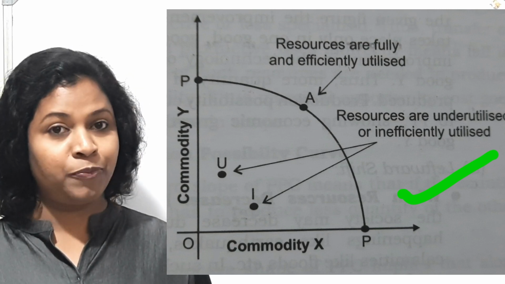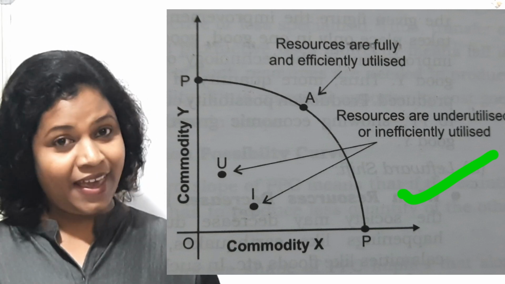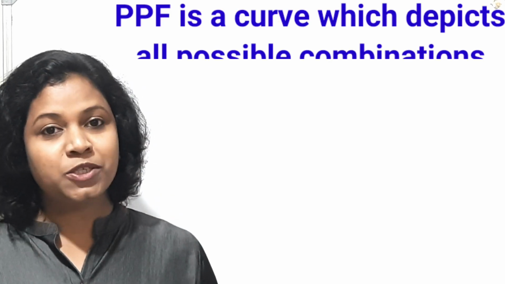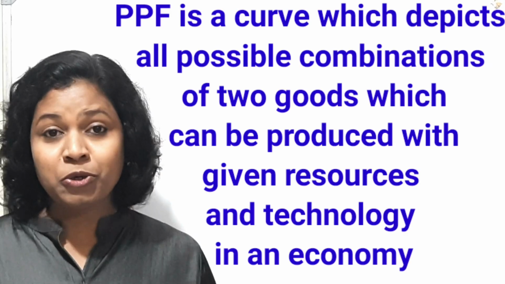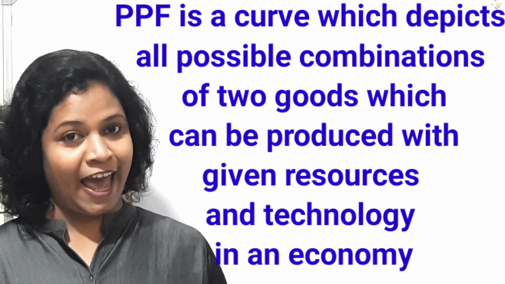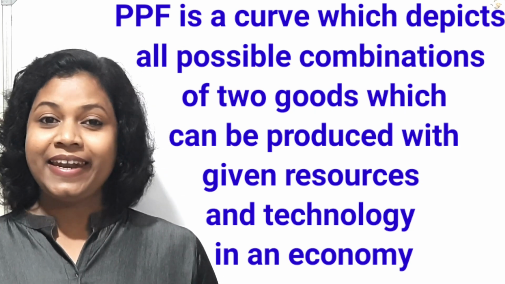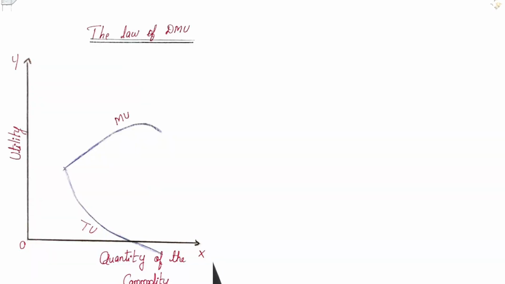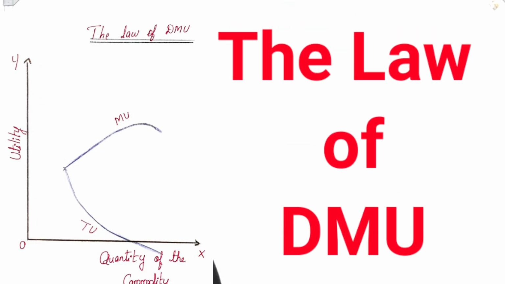Understand what is the meaning of production possibility curve? Yes, it is all the possible combinations of 2 goods which can be produced with the available technology and resources. Let us see the second diagram. What is it? Yes, your favorite diagram, the law of DMU.